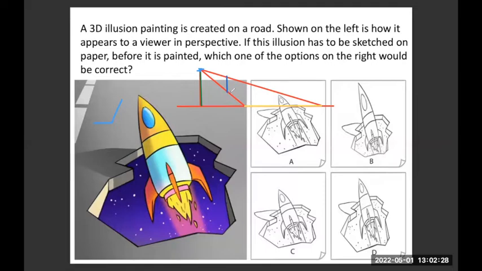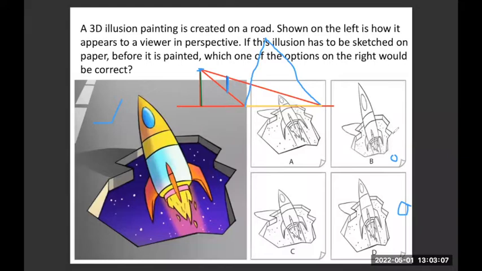But in that case, when the same image is stretched on the ground, it actually becomes a distorted image. This thing appears like this because I'm looking at it through this blue frame. But when I look at it from the top like this, it becomes a distorted image. So I will say, okay, it can be option B, it can be option D also. But which one is it?